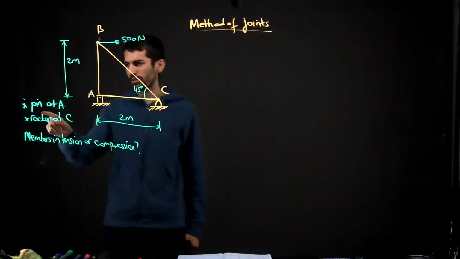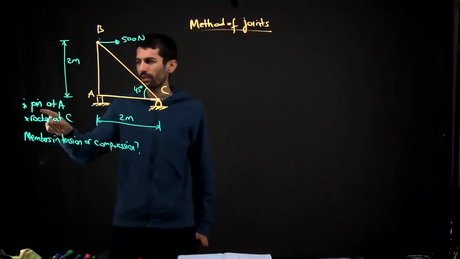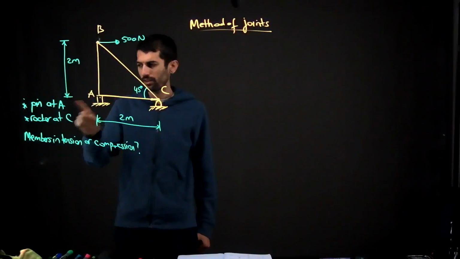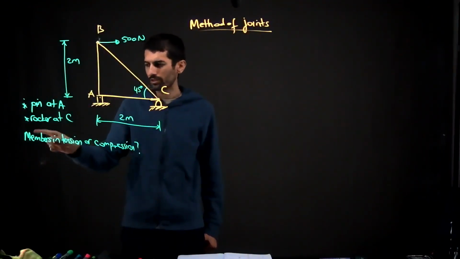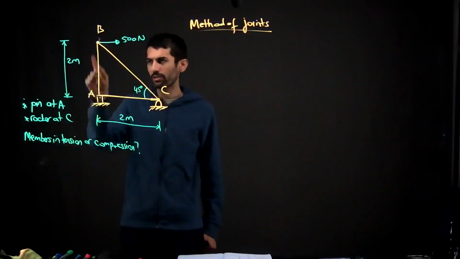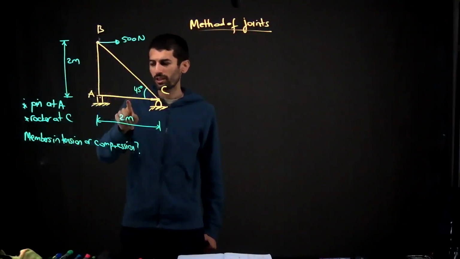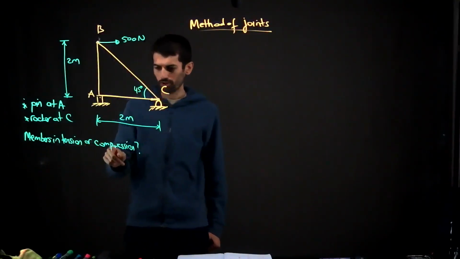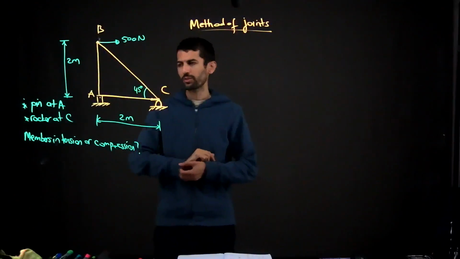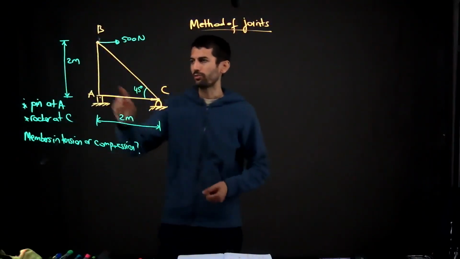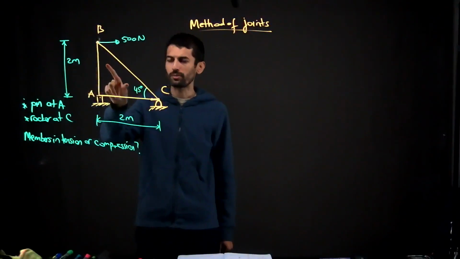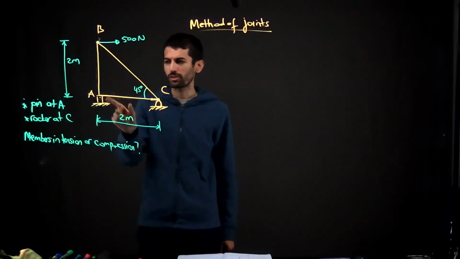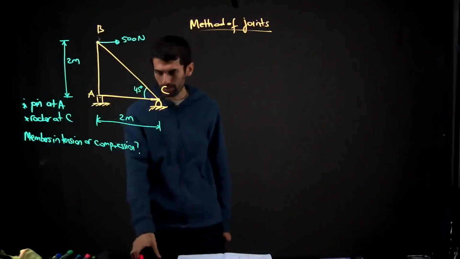The question is that, so we have a pin at A, and then rocker at C. The question is, are the members AB, BC, and AC in tension or compression? Okay, so that's what we need to find. So for example, the member AB, is it in tension or compression? Member BC, is it in tension or compression? Similarly, member AC.